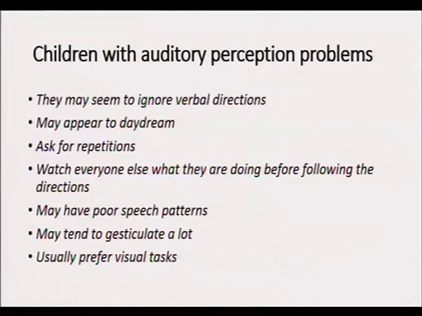They may have poor speech patterns. They may not speak very well. They may tend to gesticulate a lot. They usually prefer visual tasks over instructions. For instance, if you give some activities via oral instructions, you will tend to find that this type of learners may not even carry them out, but once you give visual tasks, they are well with it and can carry it out well.